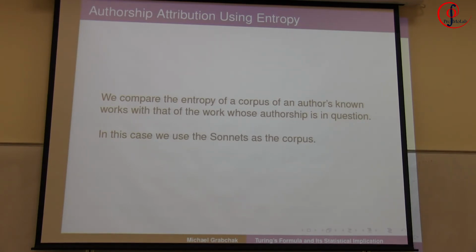Of course we've had this nice discussion. There are definitely many ways to do this, but the way we are discussing here is that we can compare the entropy of a corpus of an author's known work with the work whose authorship is in question. In particular, we compared Shakespeare's sonnets and took that as the corpus to compare with this poem.